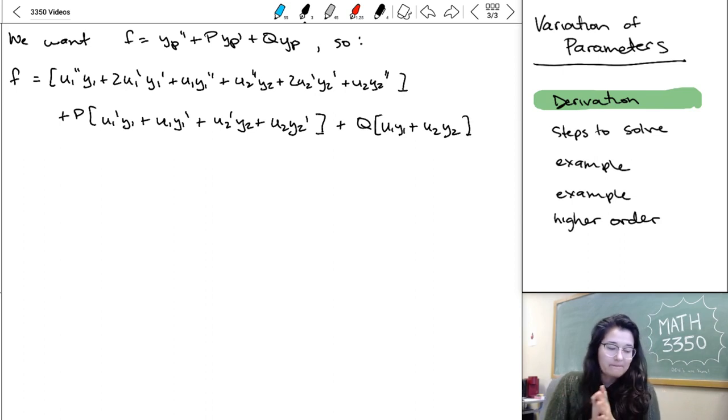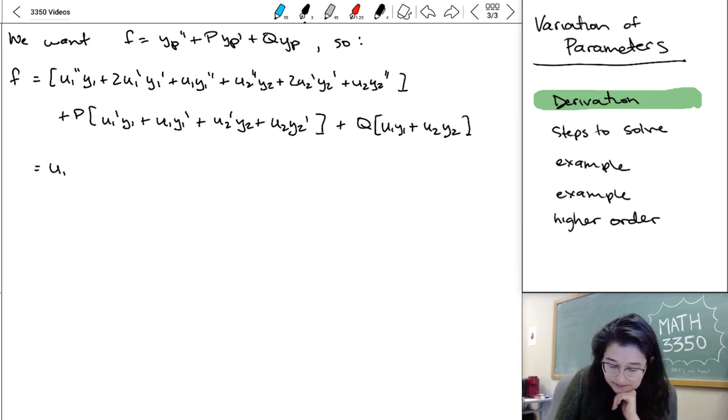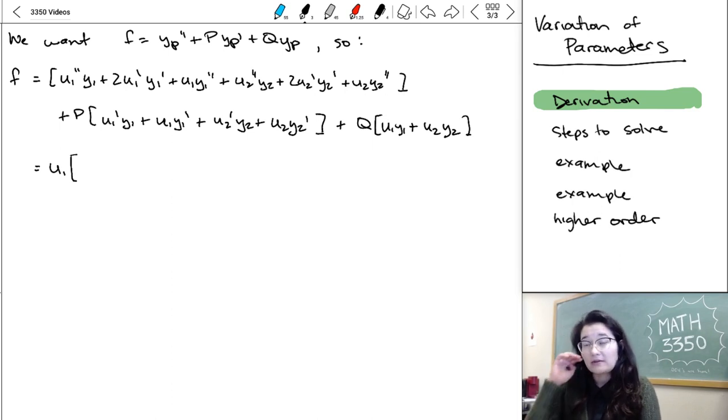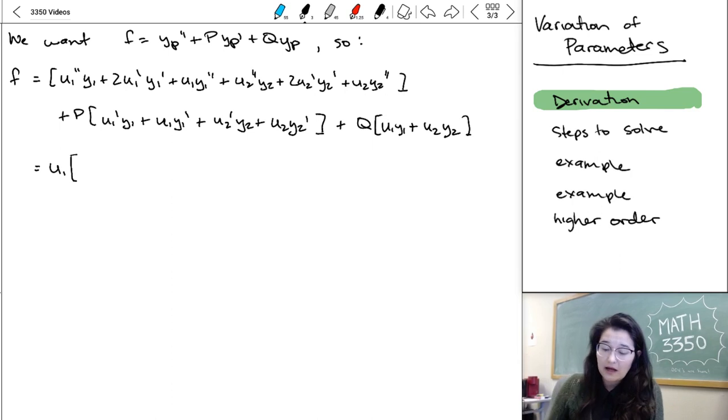So we have successfully plugged in yp to the ODE. Eventually, we want to learn what u1 and u2 are. So I'm going to go ahead and group by terms that look like u1 and u2, and see what happens. Given this big mess of things, I'm going to write out all my terms that include u1. First I'm going to underline them all so that we can see them.